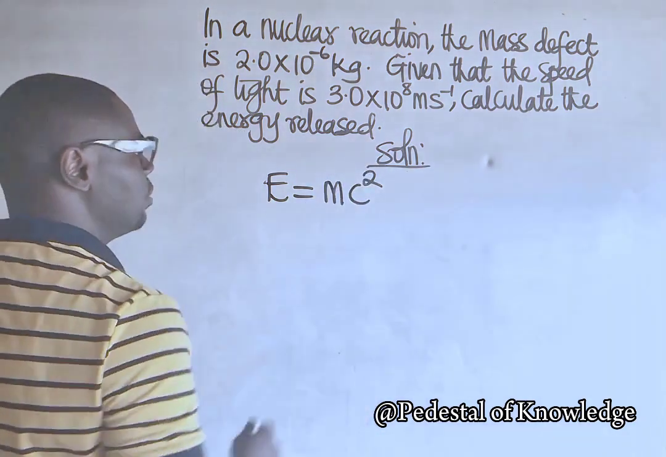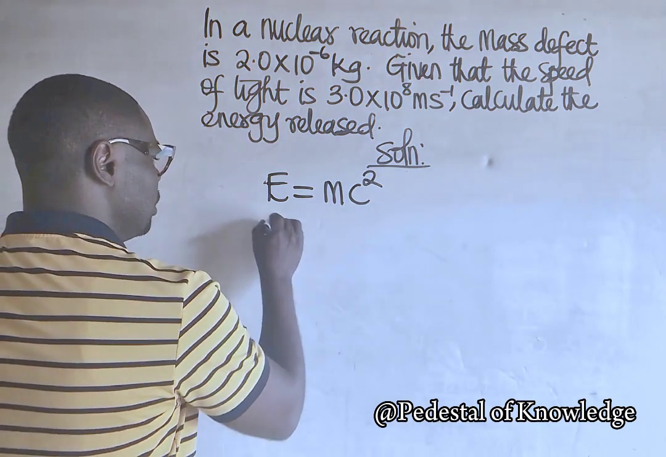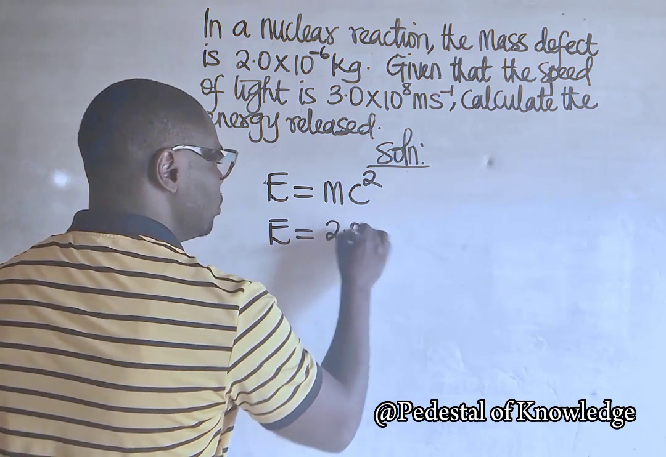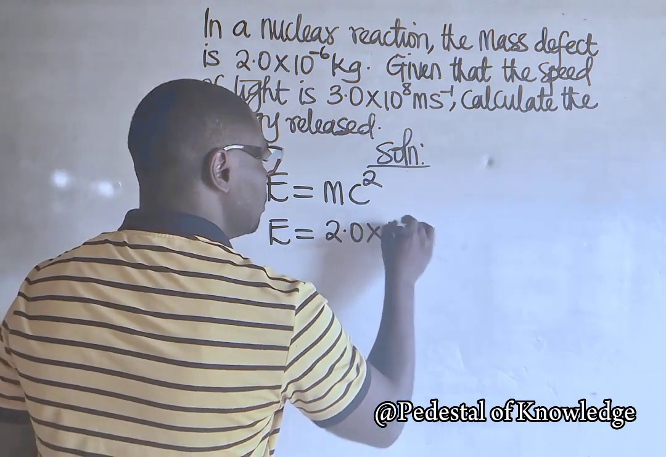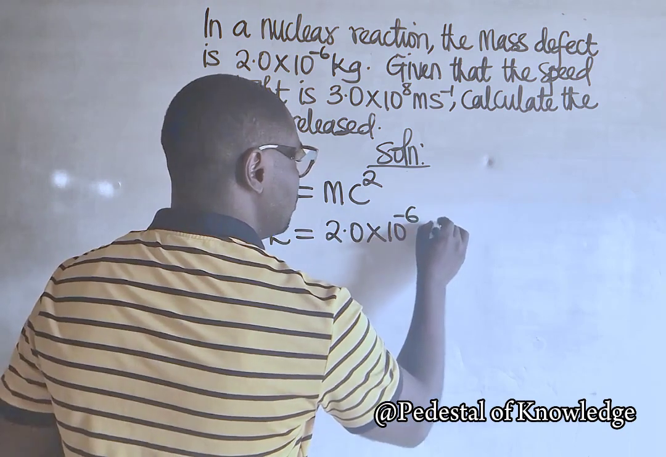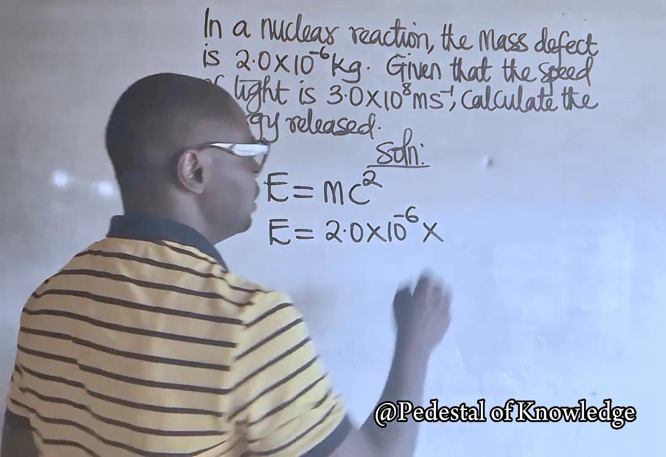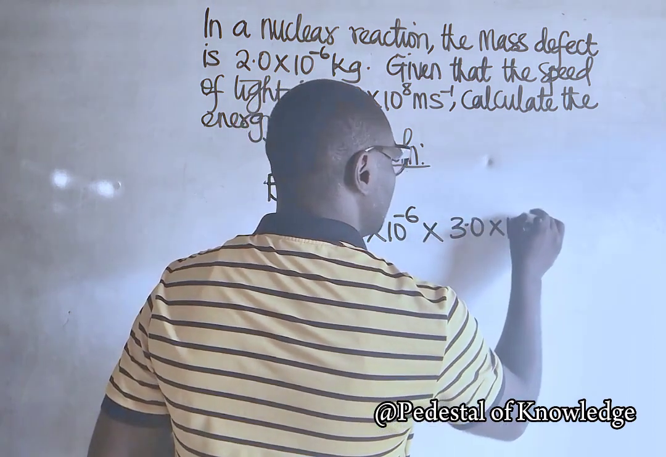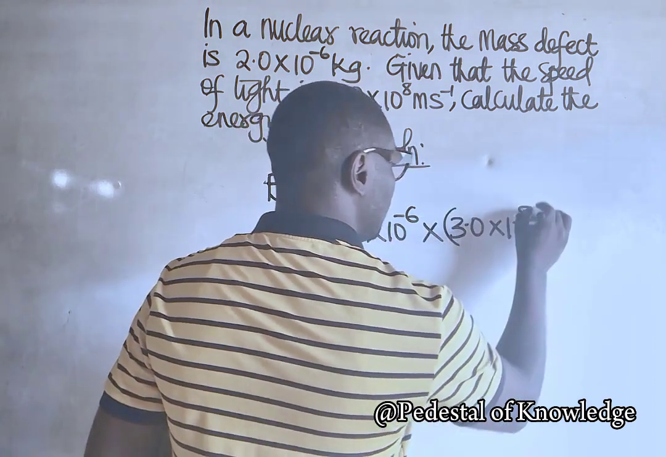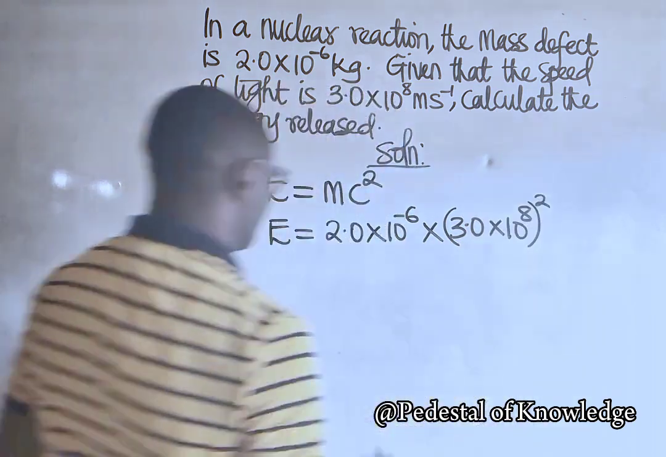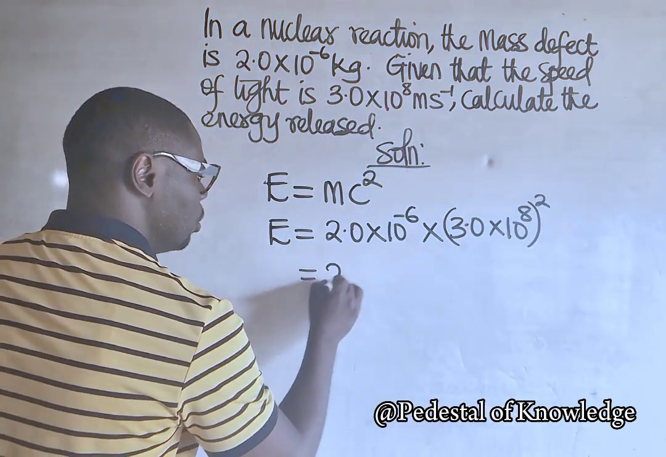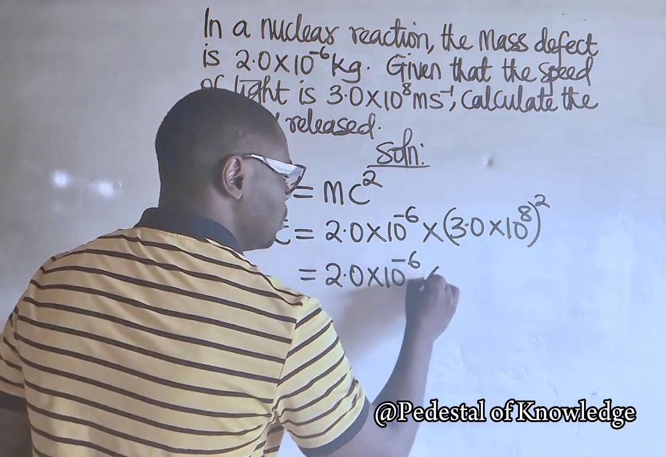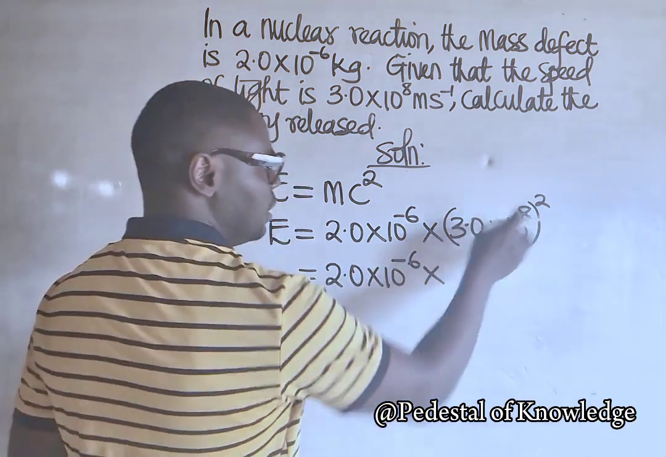So when we substitute the values, we are going to have E is equal to, the mass defect is 2.0 × 10^-6, then multiplied by the speed of light, which is 3.0 × 10^8. Remember, we are going to square this. So this is equal to 2.0 × 10^-6 multiplied by, now when we square this, we are going to have 9.0 × 10^16.